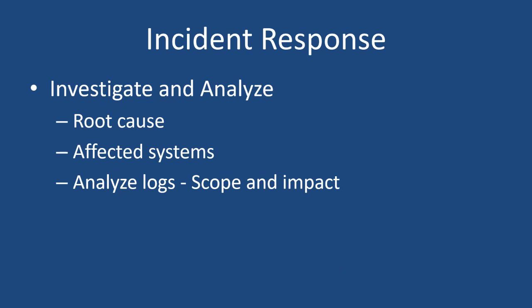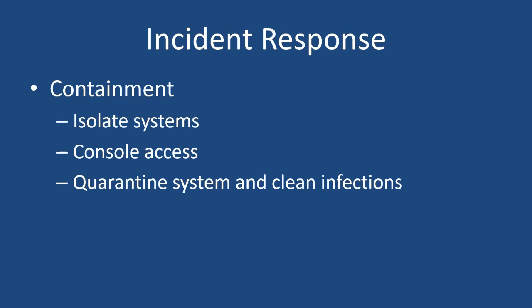Then the relevant team would investigate and analyze the incident further. The investigation team will try to find out the root cause and the list of affected systems. Then they will analyze logs and try to understand in detail the scope and impact that the incident has on the system. Then once you have analyzed the incident and you have involved the relevant parties, the containment begins.